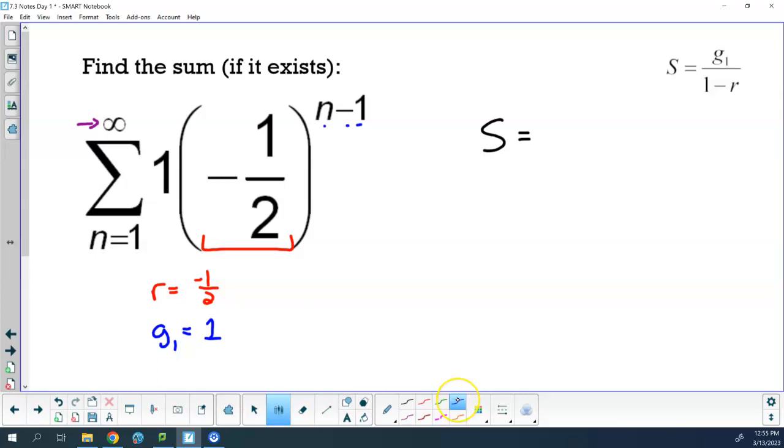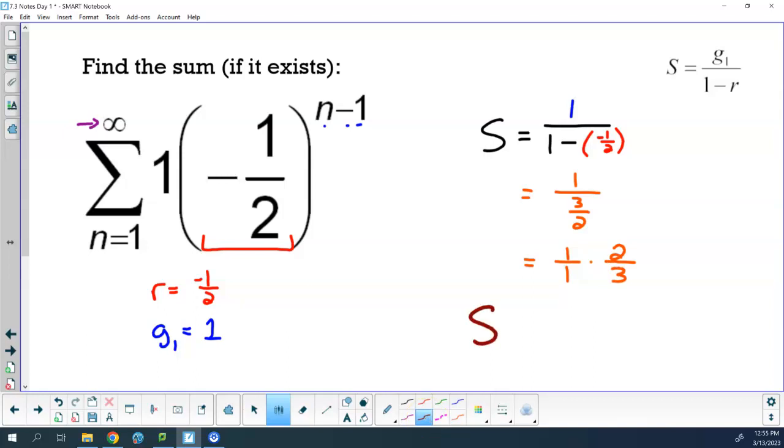So the sum is going to be 1 divided by 1 minus negative 1/2. That's my R value. 1 is 1. 1 minus a negative 1/2 is like 1 plus 1/2, which is 3/2. Keep, change, flip. 1 over 1, change to multiplication, flip it to 2/3. So the sum of this infinite geometric sequence is 2/3.